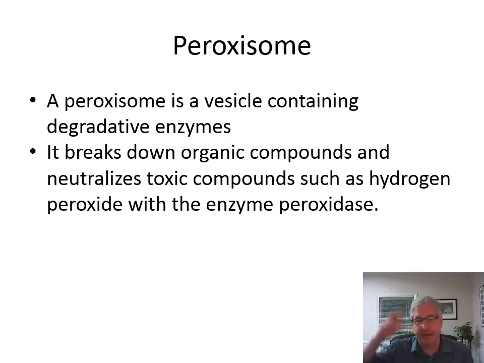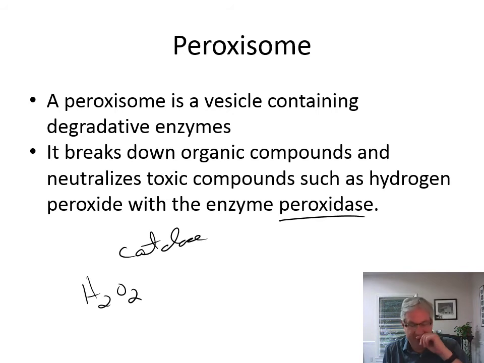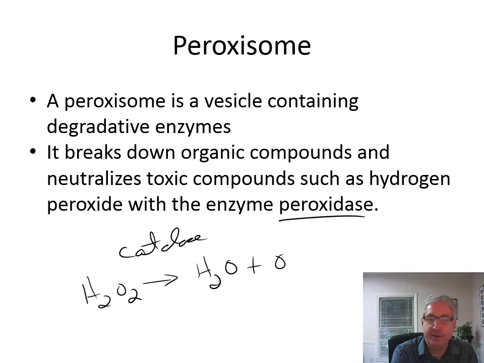Peroxisome, another vesicle containing degradative enzymes, and you can neutralize toxic compounds. You have enzymes called peroxidases. One of those is called catalase, and it breaks down hydrogen peroxide. And there's actually a question about whether it neutralizes hydrogen peroxide or it produces hydrogen peroxide or peroxides to break down things inside the peroxisome. But hydrogen peroxide gets broken down into water plus oxygen.